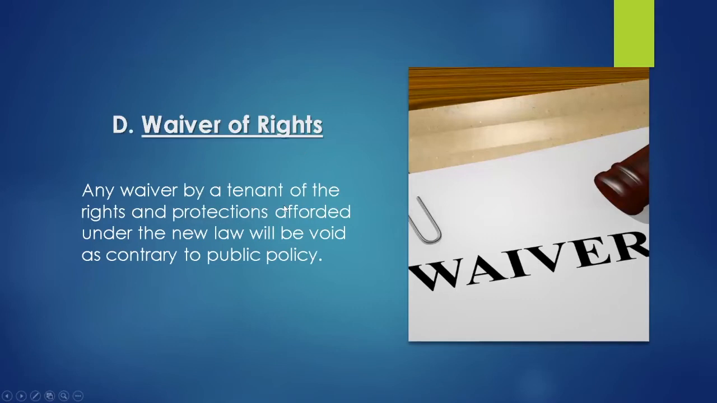Waiver of rights. Any waiver by a tenant of the rights and protections afforded under this new law will be void as contrary to public policy. So you cannot have a side agreement with the resident saying that we'll waive AB 1482. The court will not enforce it.